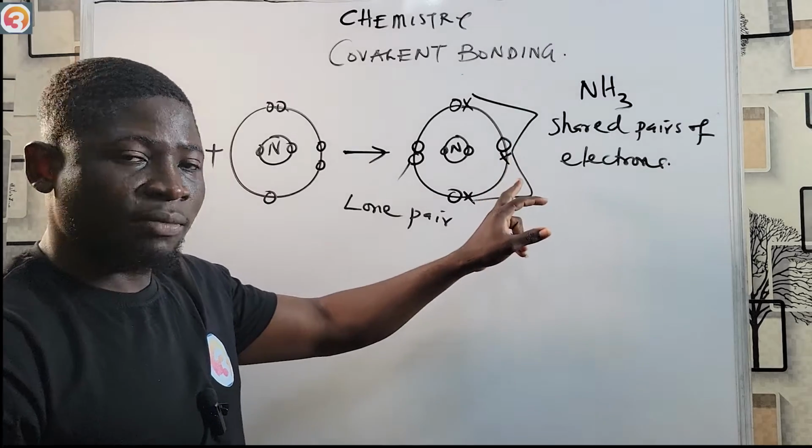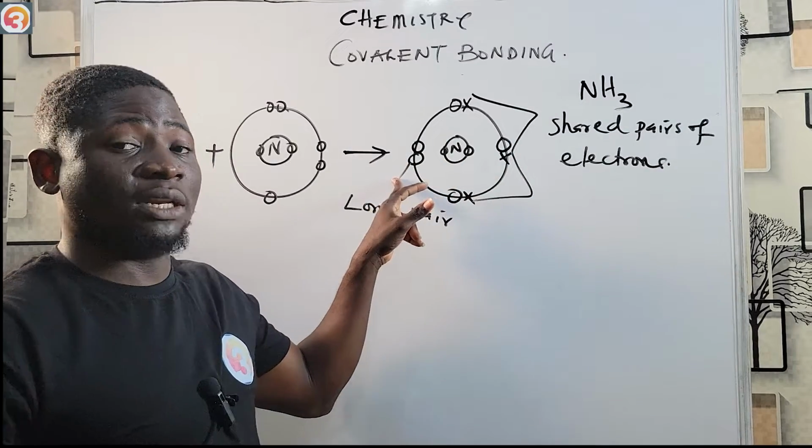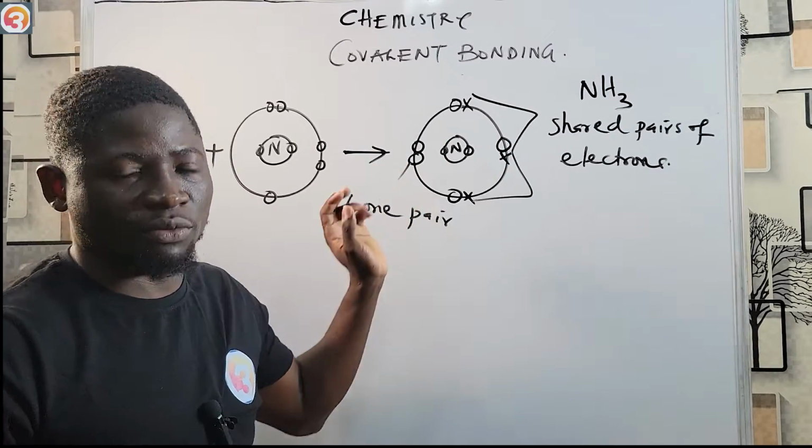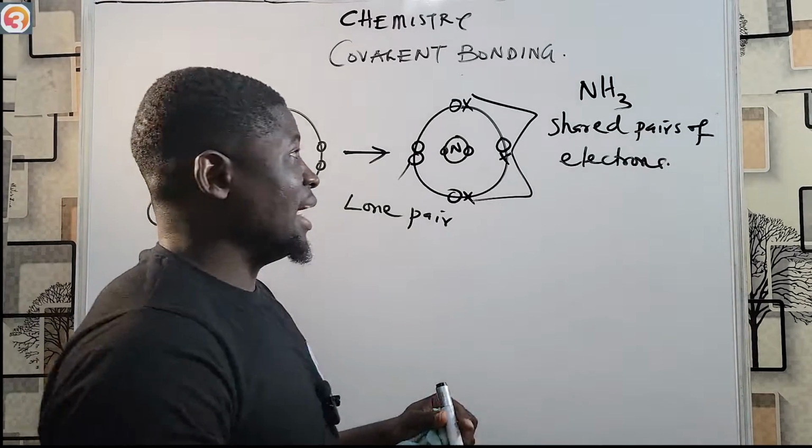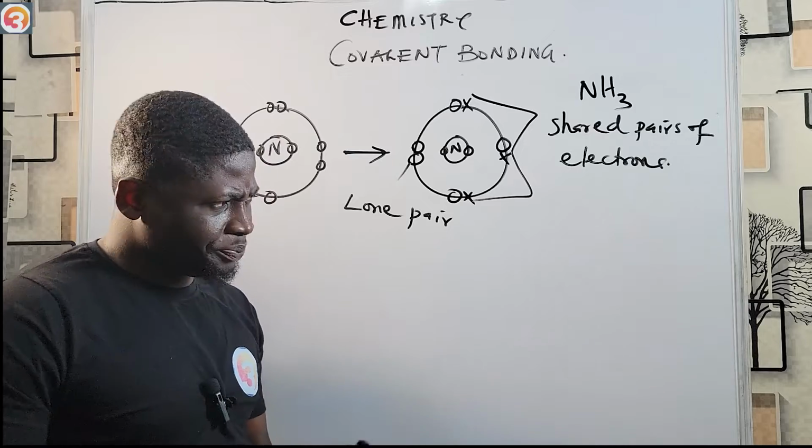The ones that are paired, while the other ones are what? This one is called a lone pair because it is not paired with any hydrogen atom. Right? So this is simply what happens in the formation of ammonia.